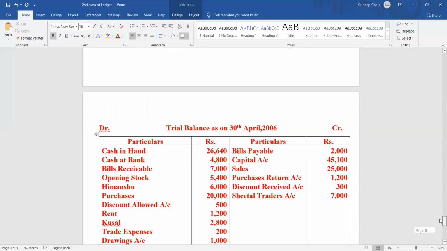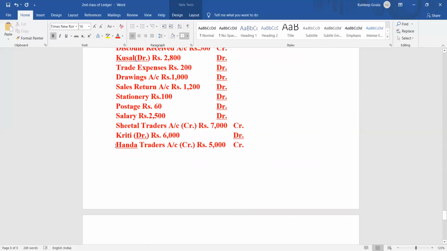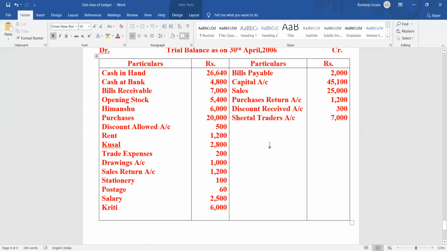Then after that, at last we can see that we have got Honda Traders, which is of 5,000. So Honda Traders is actually referring to a creditor, isn't it? $5,000, right? After Honda Traders, we don't have any other item. Here, now we can see this. The whole format is appearing in this way. Clear?